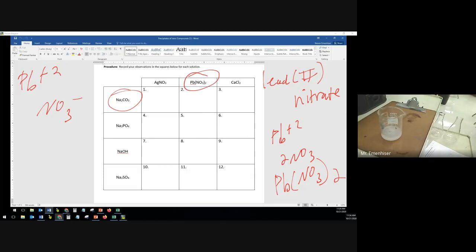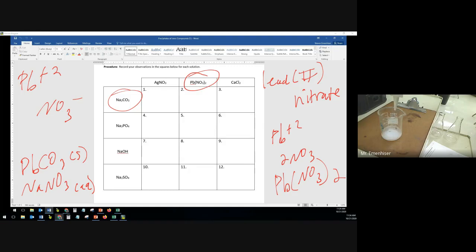We're going to expect to see, where'd my pen go? We're going to expect to see lead carbonate, PbCO3, as a solid, and we're going to get sodium nitrate, which is going to be aqueous. So that's going to be the products of this reaction. So let's see what we get. Mr. Sodium Carbonate, will you come out to play?